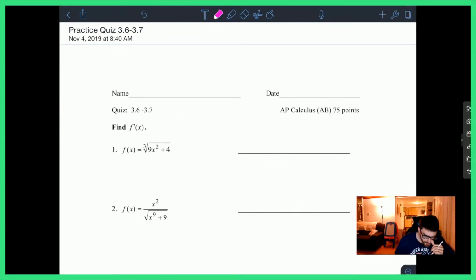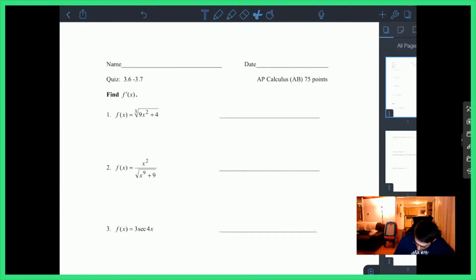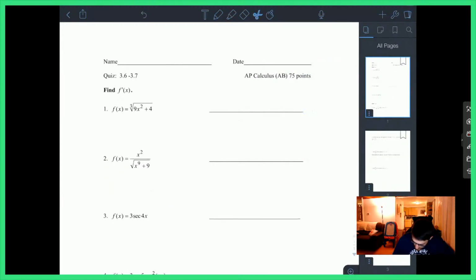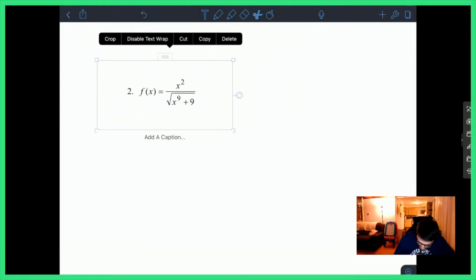I did promise that we would do problem number 2, and that's kind of where I'd like to start today, because problem number 2 can be pretty challenging. We will add a page for problem number 2. It's not even the calculus that's hard with problem number 2. It's really the algebra that's hard.